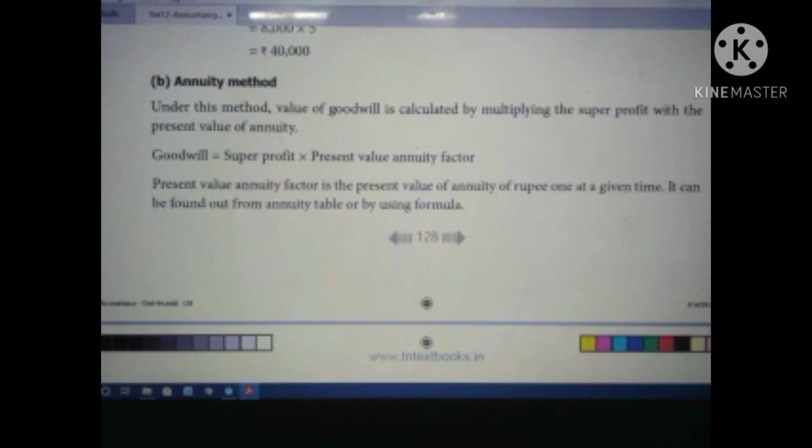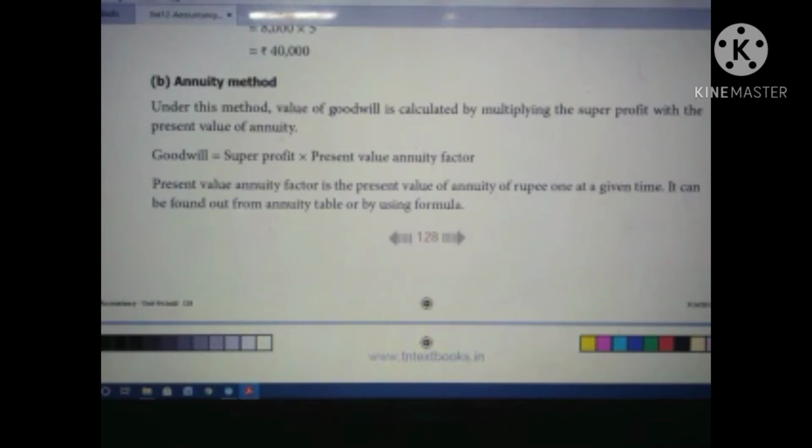Valuation of goodwill using the discounted present value of annuity. If the value of annuity is not given, it can be calculated with the help of the following formula. Normally, an annuity table is given, and through the annuity table you have to find out the value.